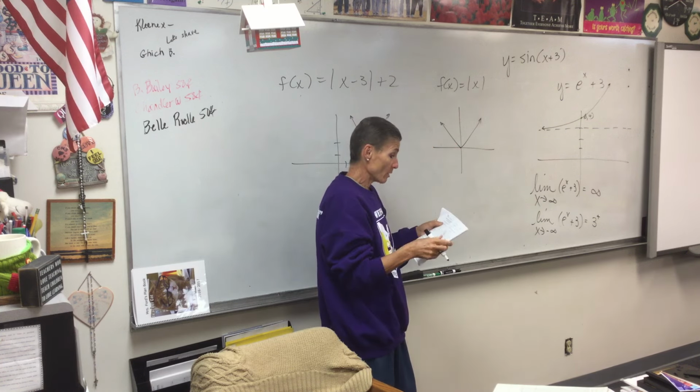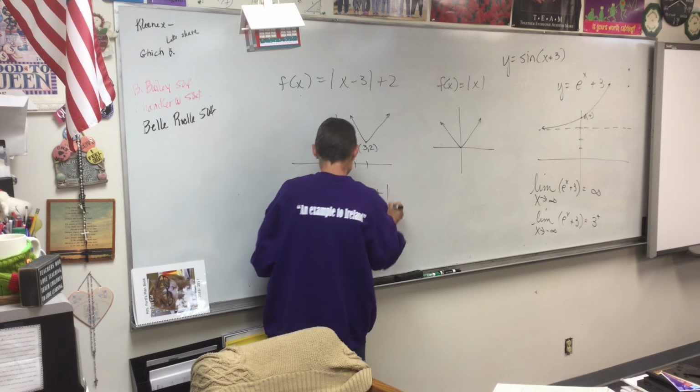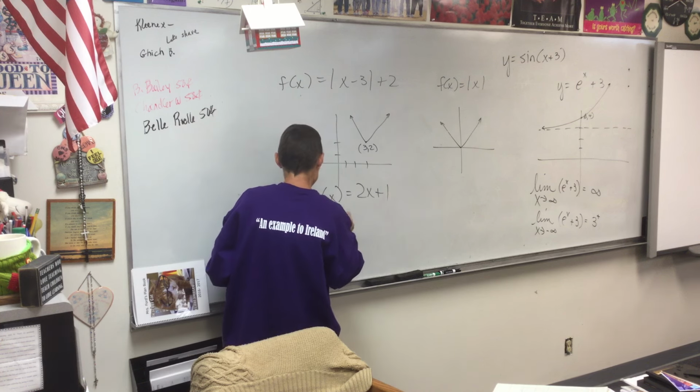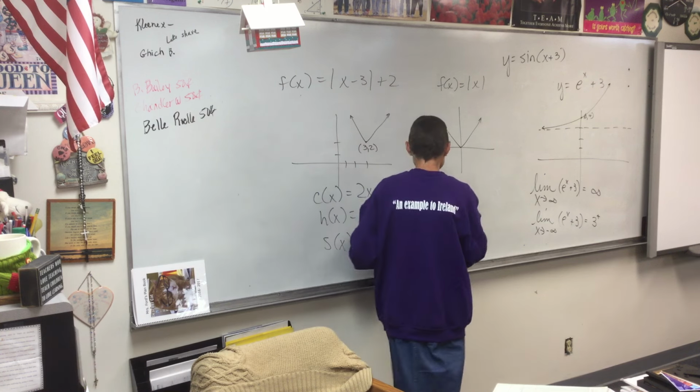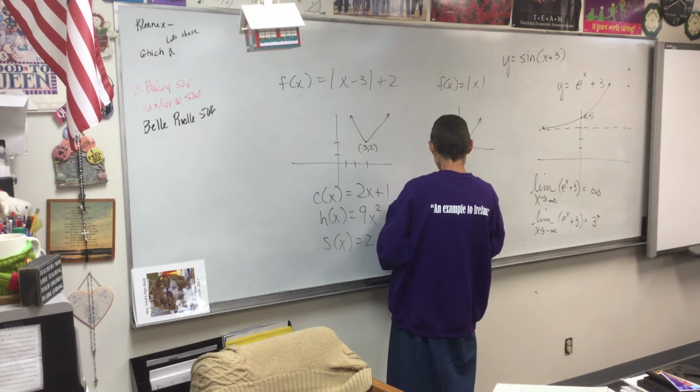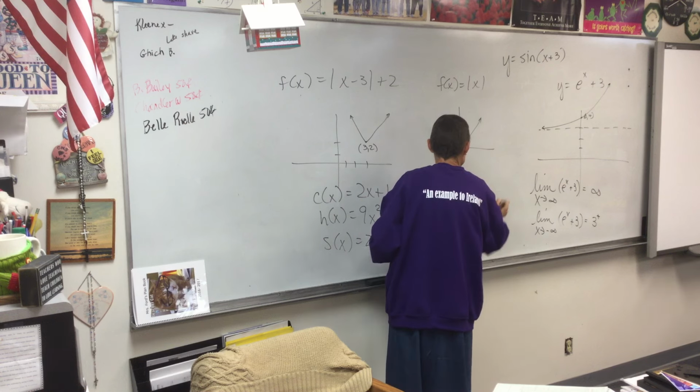Now, the next one. This is more recent material. C of x equals 2x plus 1. H of x equals 9x squared. Oh, and Mrs. Ford got tricky. S of x equals 2. We're going to find C of H of S of 4.